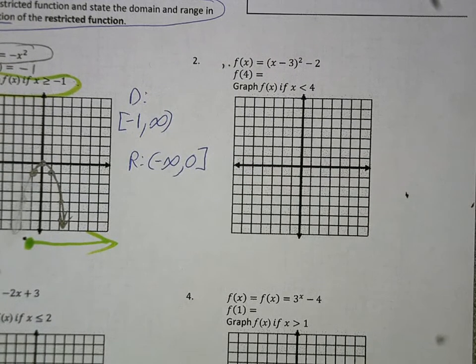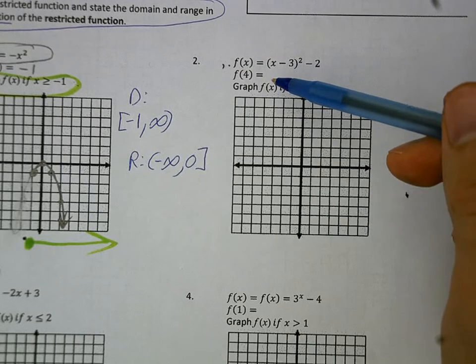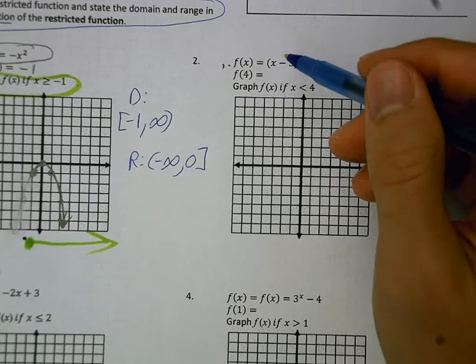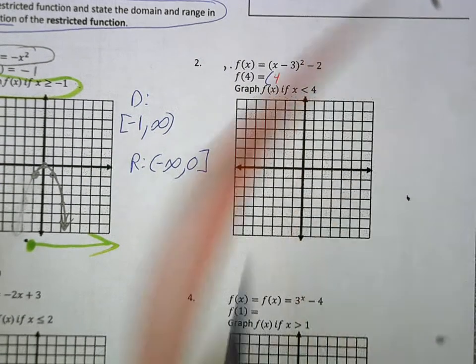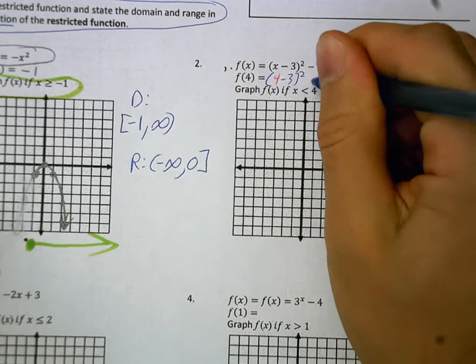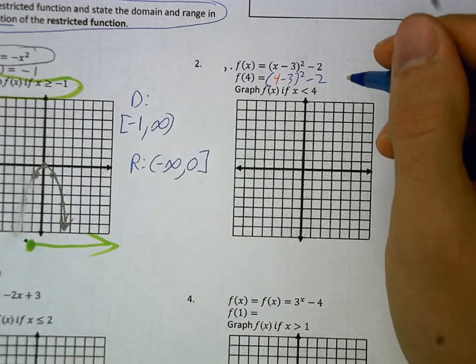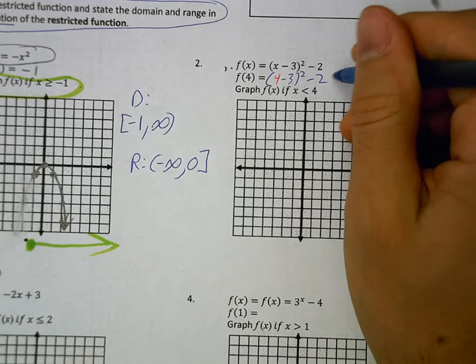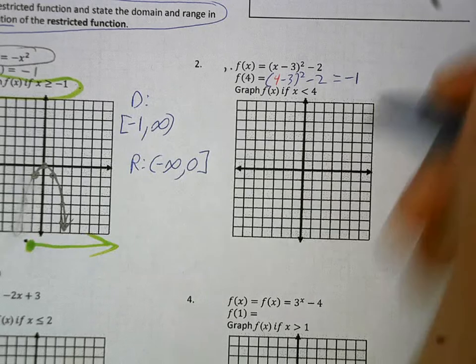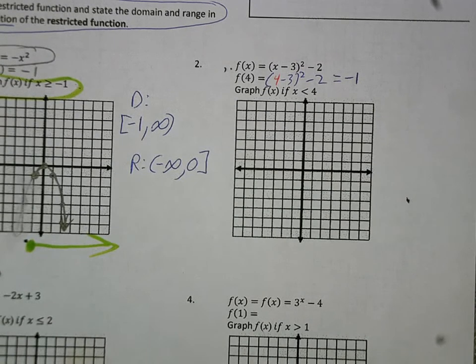x minus 3 squared minus 2. Well, they say that the important point is going to be f of 4. So let's start with that. If I plug in 4, 4 minus 3 squared minus 2. Okay, 4 minus 3, that's going to be 1. 1 squared is 1 still. 1 minus 2 is -1. Is everybody good with plugging in 4 and getting out -1? No questions on how we did that first piece.